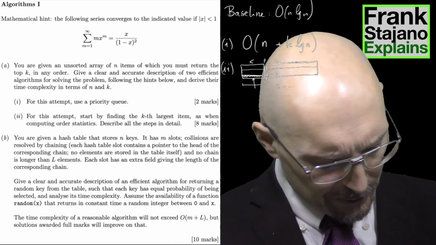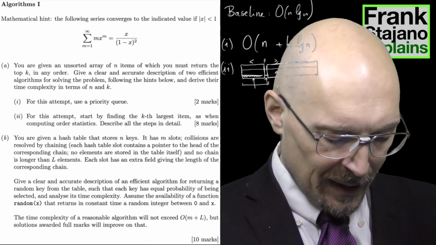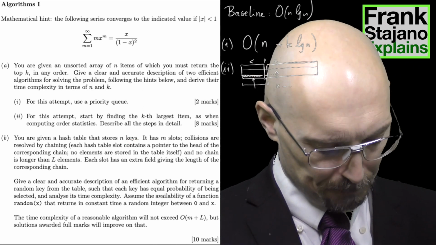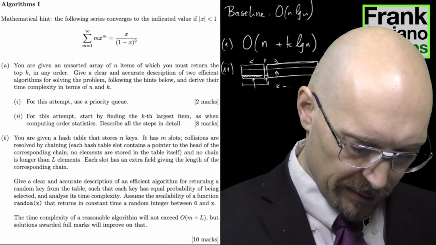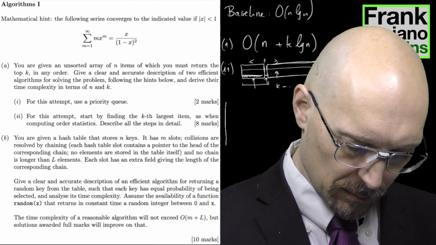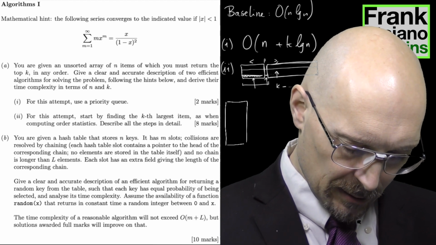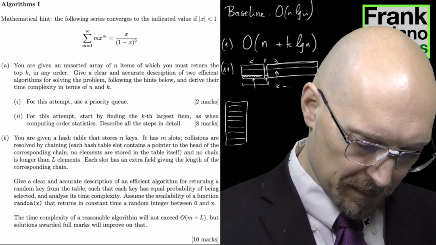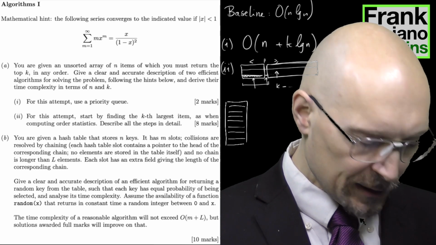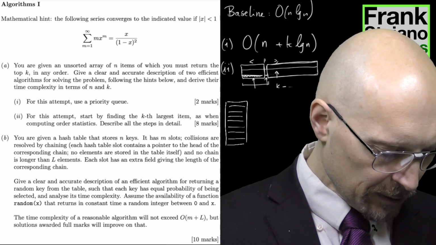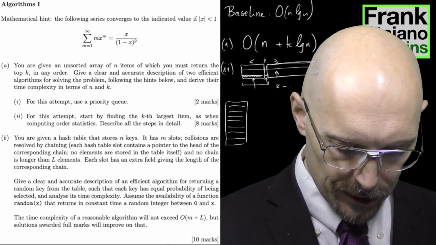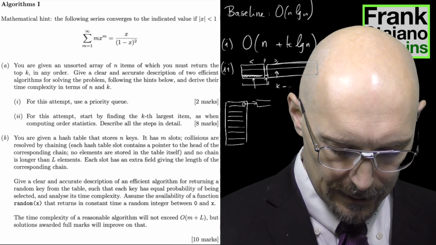You are given a hash table that stores n keys. All right, it has m slots. That seems like a regular hash table. Hash table, m slots. Collisions are solved by chaining. Each hash table slot contains a pointer to the head of the corresponding chain, so I have little chains that go out from here like that.